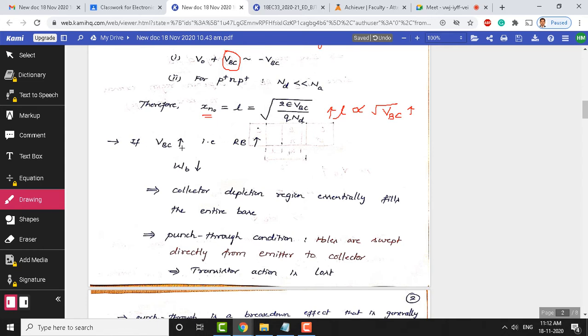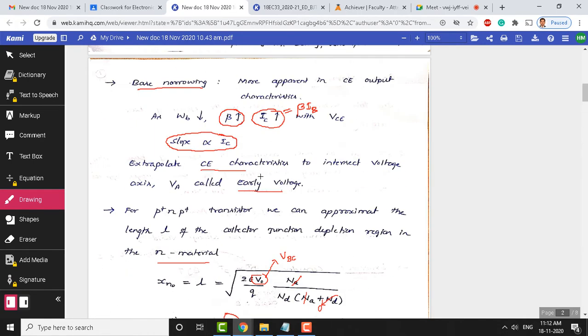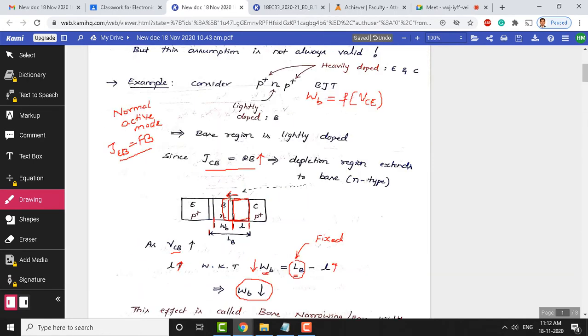As reverse voltage increases, due to the increase in the reverse bias, WB keeps decreasing. So, there is a decrease in the value of the base width. What happens when the base width decreases? That means the collector depletion region essentially fills the entire base region, which is what I showed you here. This depletion region from the collector side slowly occupies the base region. There may be a situation in which the complete base is occupied by the depletion region.